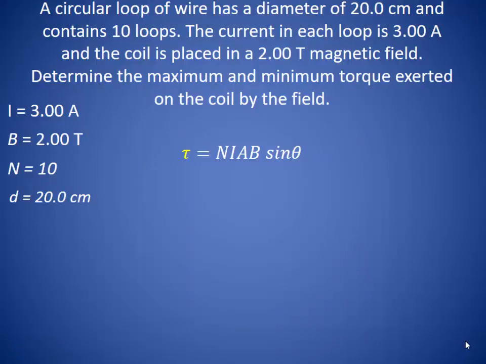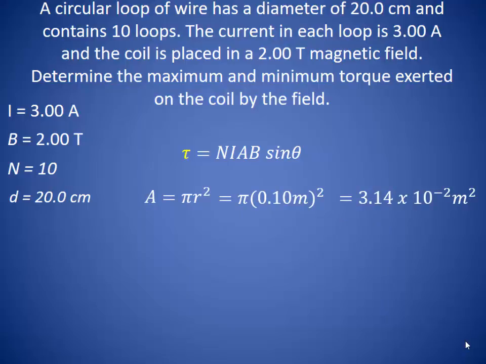Suppose a circular loop of wire has a diameter of 20 centimeters and contains 10 loops. The current in each loop is 3 amps, and the coil is placed in a 2 Tesla magnetic field. Determine the maximum and minimum torque exerted on the coil by the field. Well, we're looking for torque, and the only thing we don't know here is the area of our wire coil. Our torque equation is valid for any shape of coil, so we just need to figure the area.